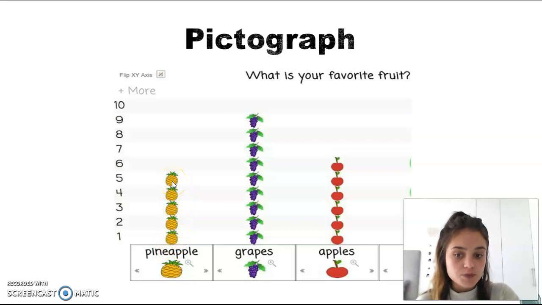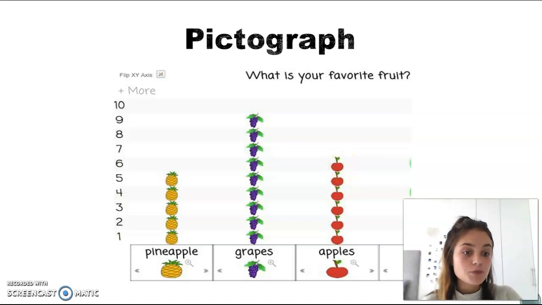So 5 people said pineapples, and they drew 1, 2, 3, 4, 5 pineapples. And then you see here, they drew how many grapes? If you scroll along, it goes to 9, and you can check. 1, 2, 3, 4, 5, 6, 7, 8, 9. So 9 people like the grapes. And then your apples, 1, 2, 3, 4, 5, 6. 6 people like the apples.